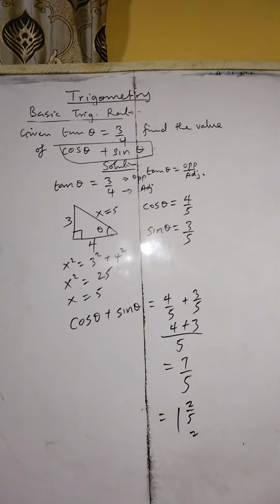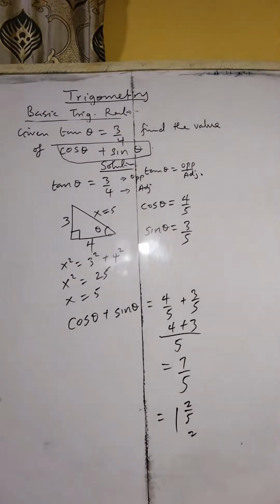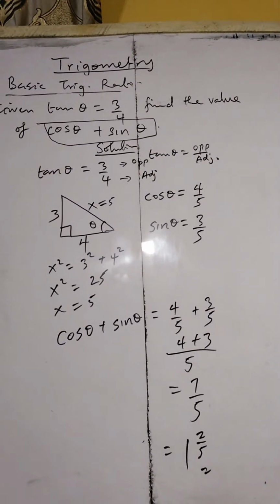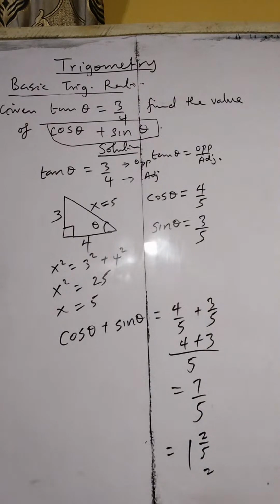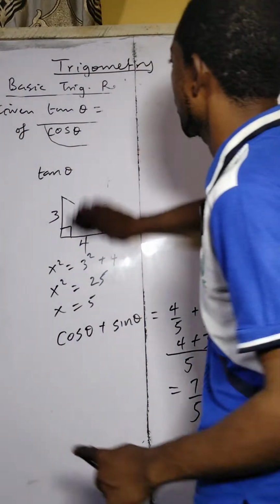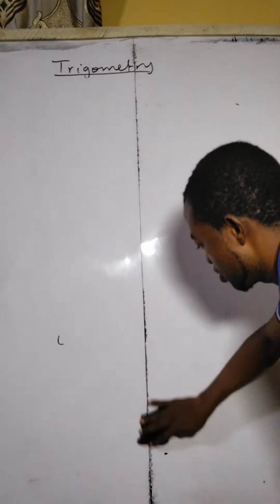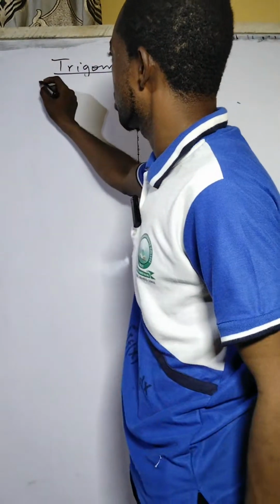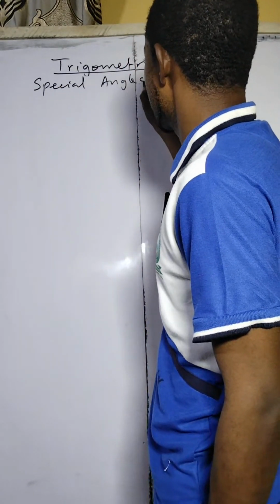So that is that. Then also, let's look at some special angles. We have some special angles, and those special angles we can evaluate, we can solve problems on them without the use of calculators and tables. So they are special angles.